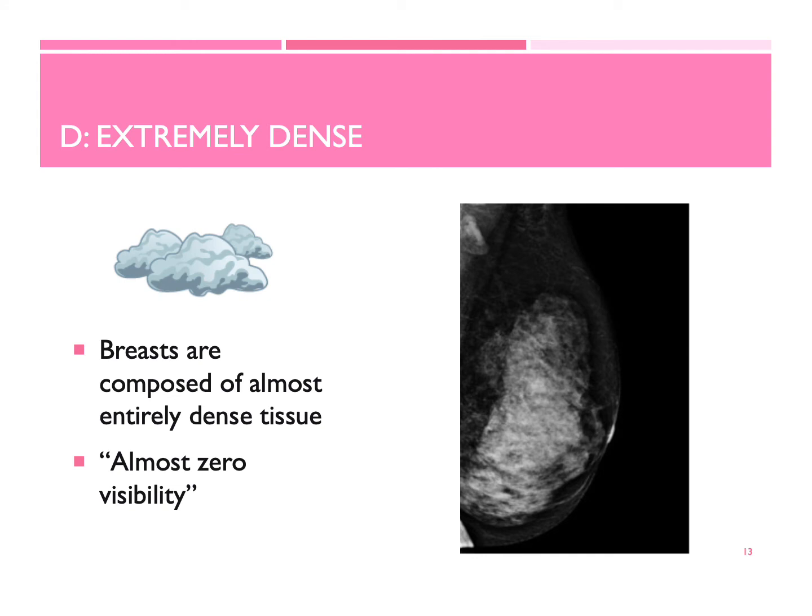The last category is extremely dense, and this is when the breasts are composed almost entirely of dense tissue, which would be the fibrous and glandular tissue. There is almost zero visibility, and as we can see in our graphic, we are no longer able to see the sun, just the clouds, and the mammogram on the right shows how almost the entire breast is that white coloring.